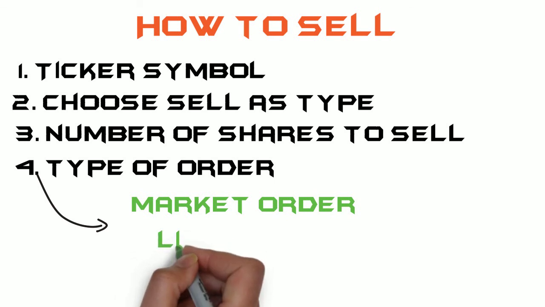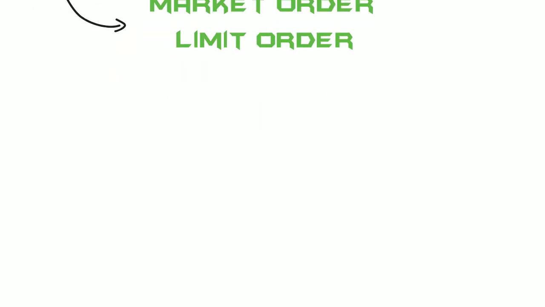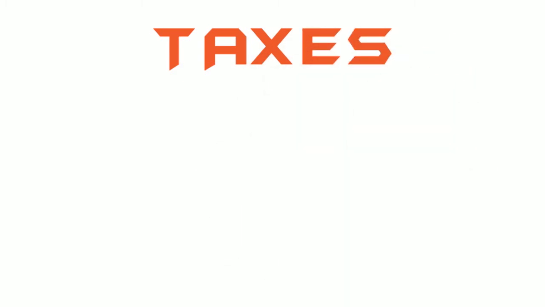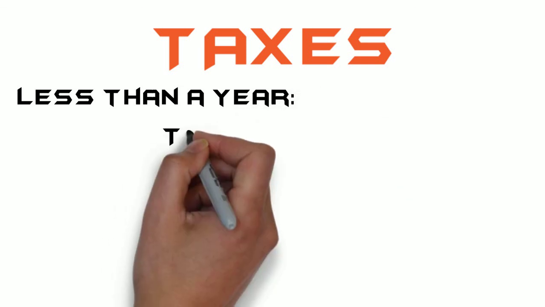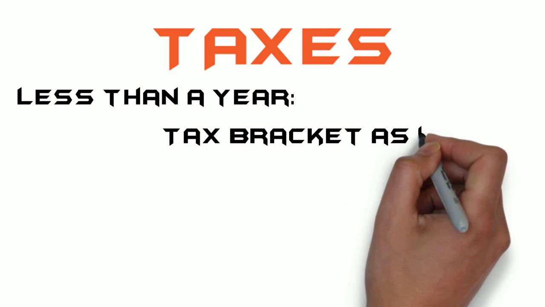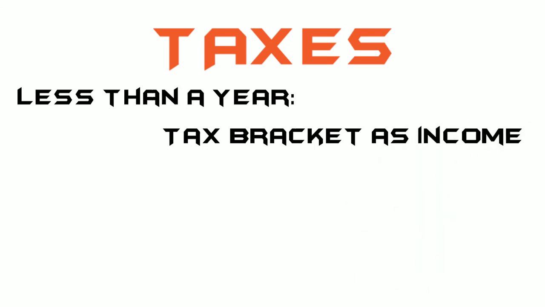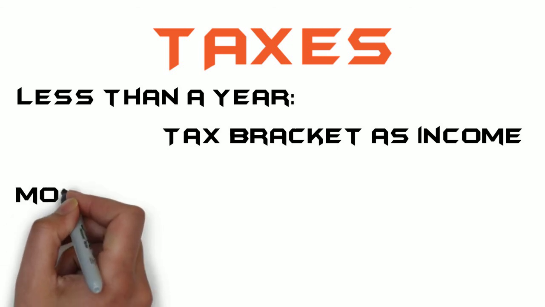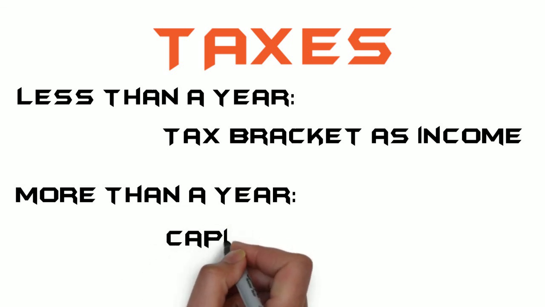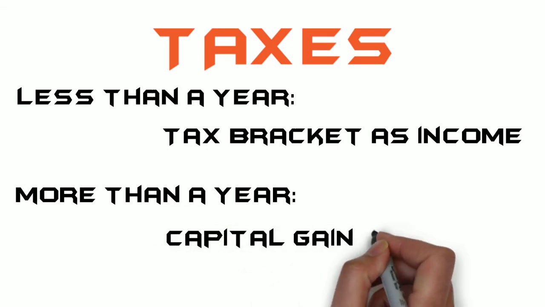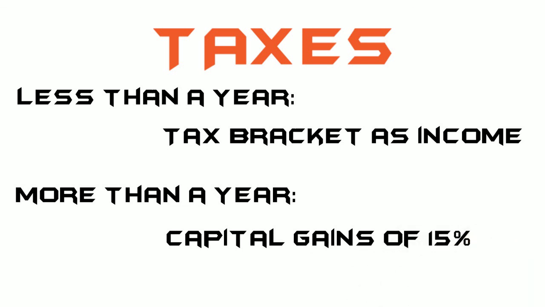Now, one major thing to take into consideration is that there are different tax rates depending on how long you keep the stocks for. If you keep the stocks for less than a year, the income falls under your normal tax bracket as income. So it's seen as being part of your yearly income. However, if you hold it for more than a year, it's taxed at a capital gains rate of 15%. So basically, the tax bracket that you're in as income will probably be higher than 15%. So it's always advantageous to hold the stocks for more than a year.